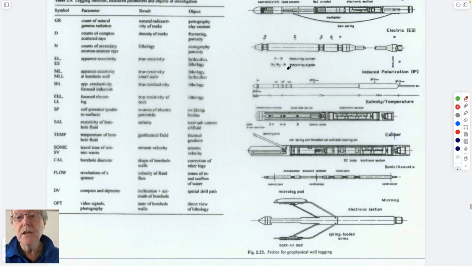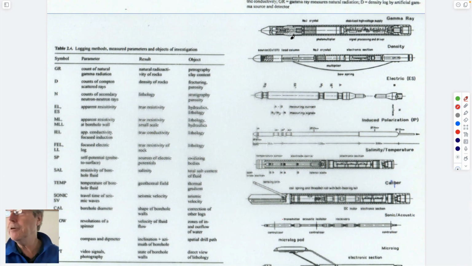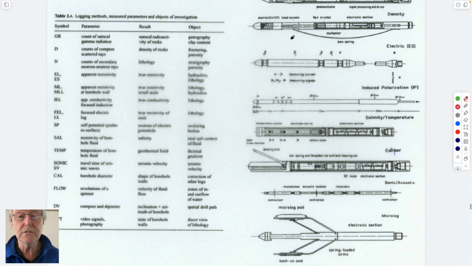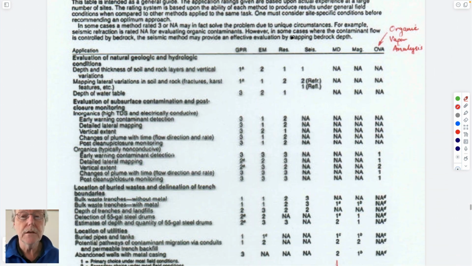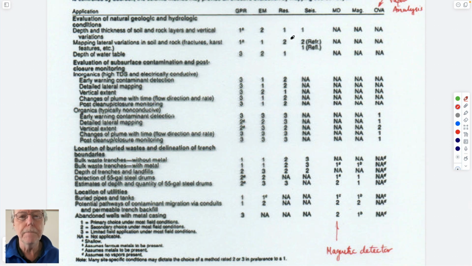And of course, if you have a radioactive source in one of these sondes and your sonde gets stuck in the ground, then DEP or EPA would make you recover it because of its nature. And that happened to me once in Western Alberta, stuck in a hole.